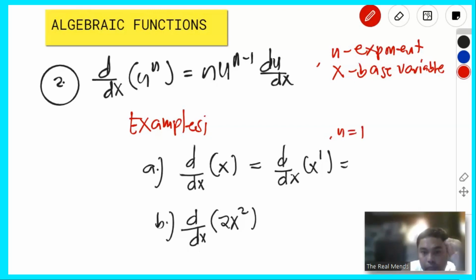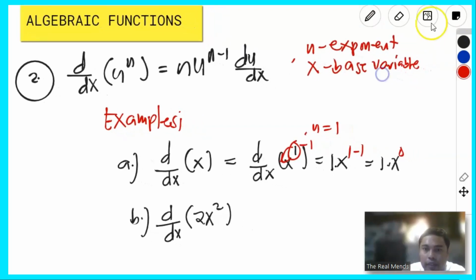From the formula, n here is 1. We just bring down this exponent 1 as a coefficient, so that is 1 times x, and the exponent is 1 minus 1. So we have 1 times x raised to 0, and we have a rule that any number raised to 0 is equal to 1. So our answer will be 1.